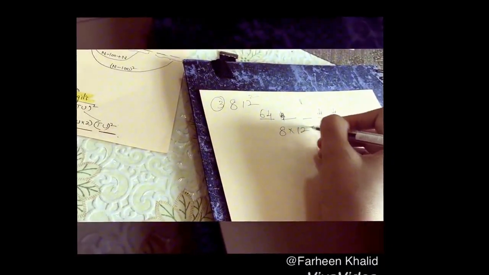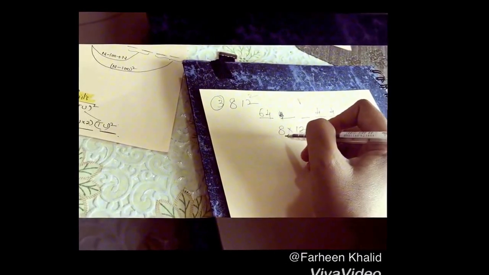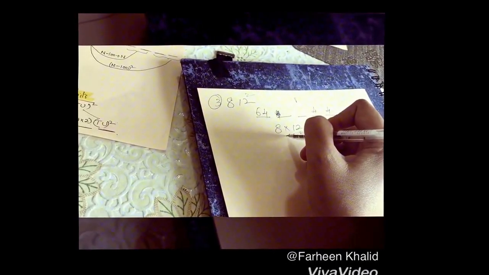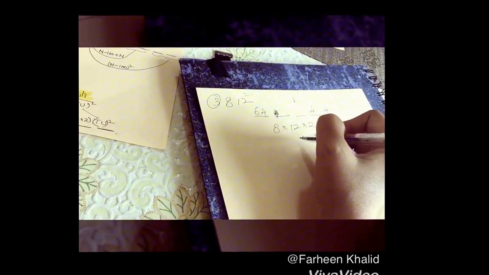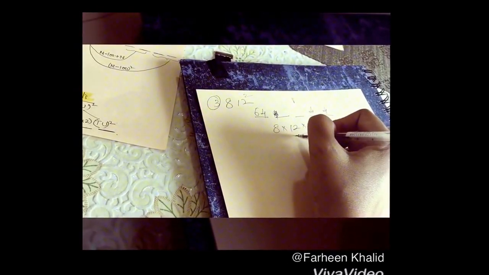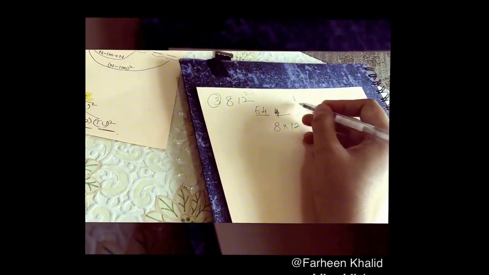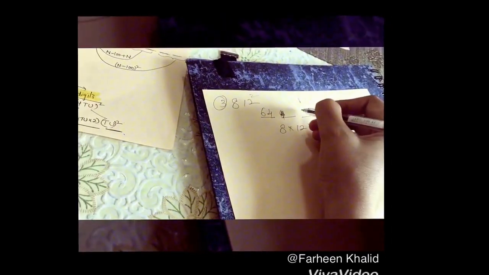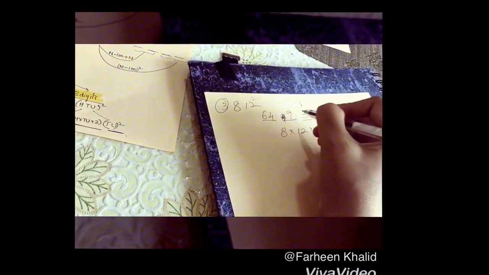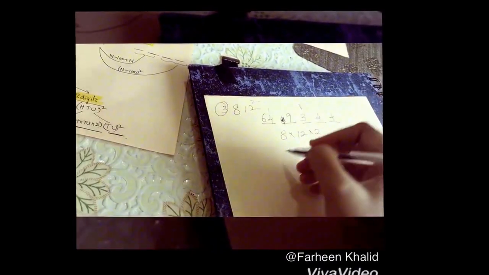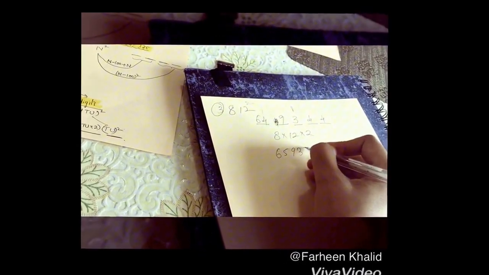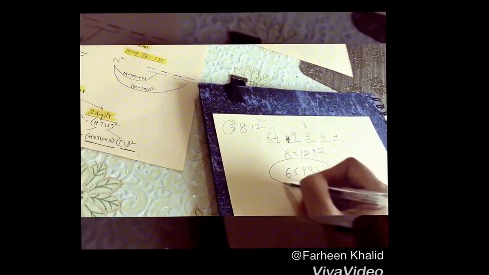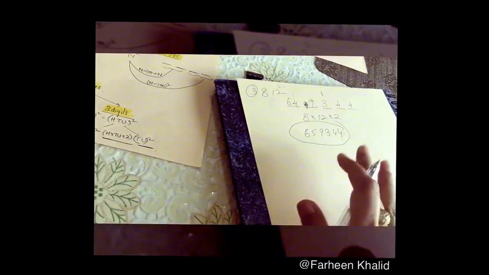And then your last thing to be done is 8 times 12 times 2. 8 times 12 is 96, 96 times 2 is 192. So 192 plus 1 makes it 193. So your final answer would be 659344. Okay, so that's your answer.